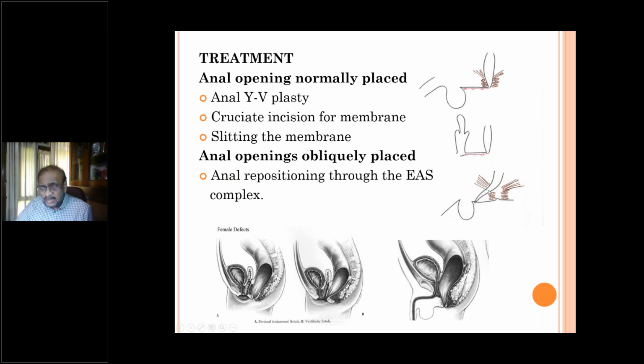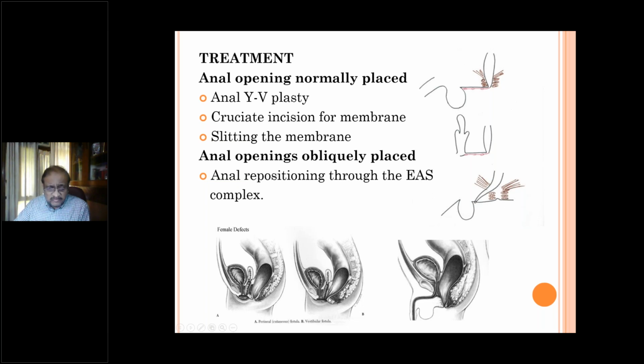So number 1, you have to mobilize up to the levator ani, and then you have to draw it out through the external sphincter. That is very important, because that gives the child total control over his anal reflex. So if at all you want to do anal repositioning, it has to be repositioned through the external anal sphincter.